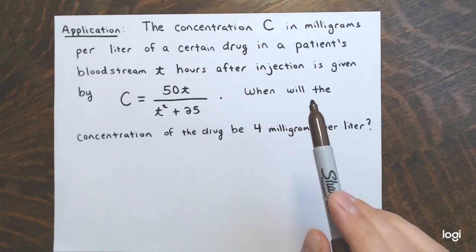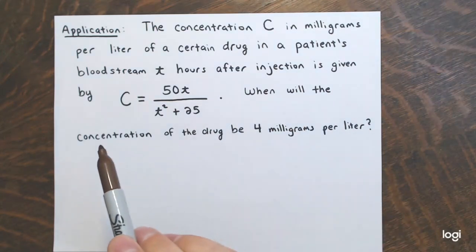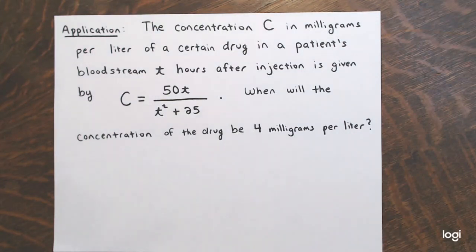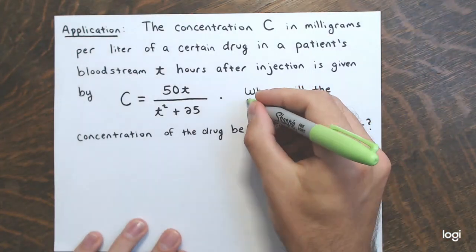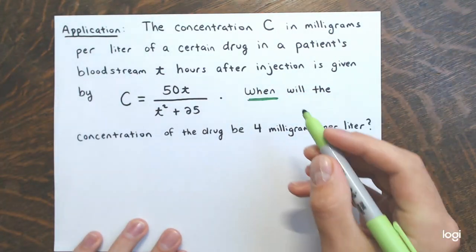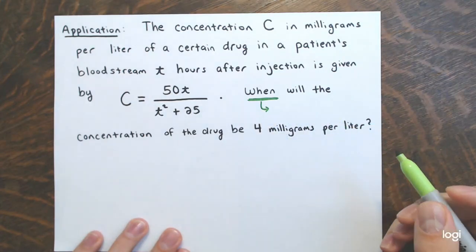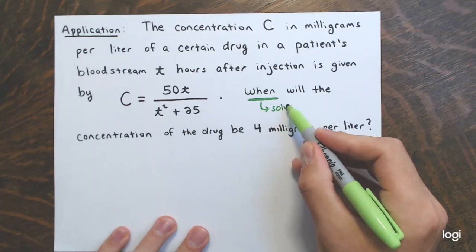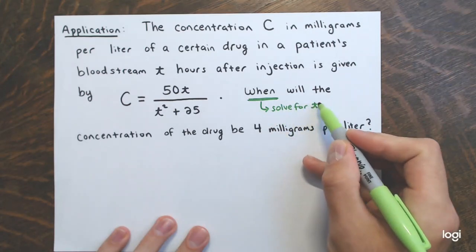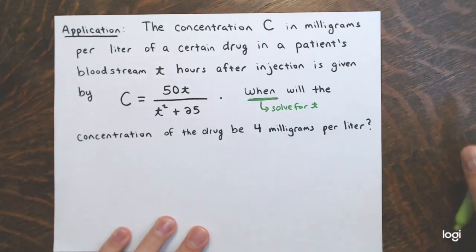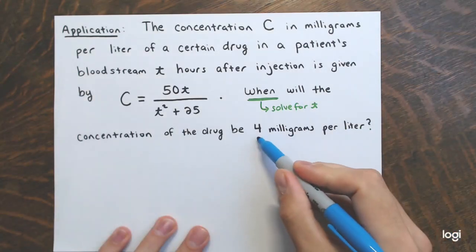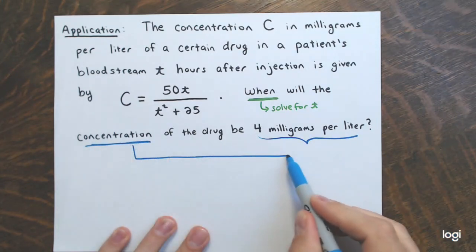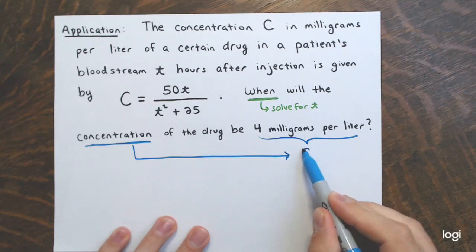Then the question is, when will the concentration of the drug be 4 milligrams per liter? So the big question here is, see how they're asking when? When is a question of time. So we're going to be solving for time here. We're going to have to find a time, and this 4 milligrams per liter, they told us that was the concentration. So this 4 milligrams per liter is the value of C.